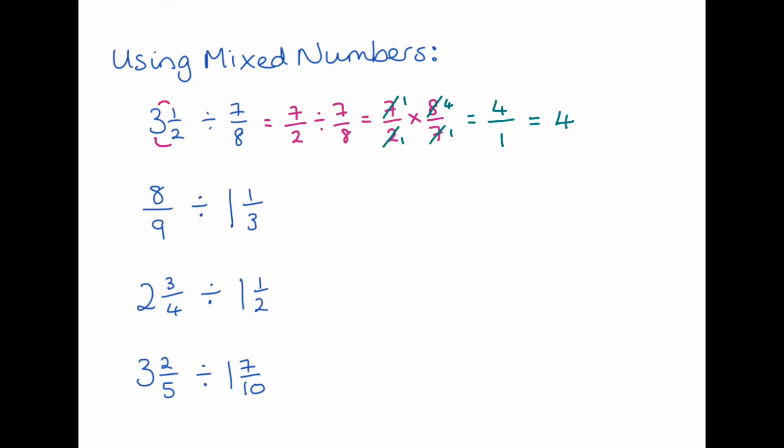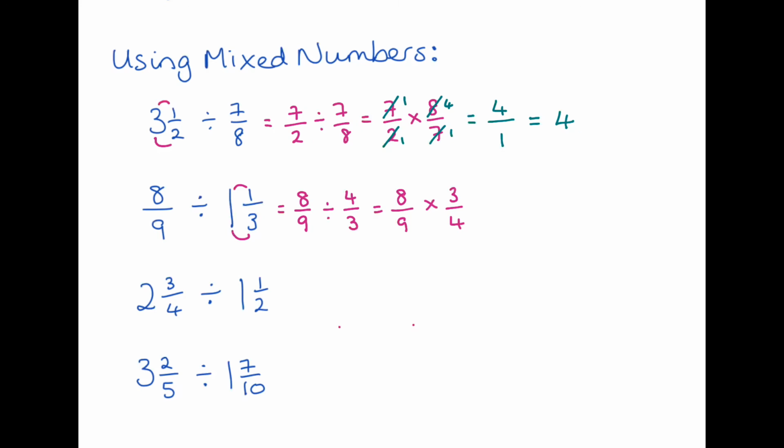Okay, next one. So we're going to have to change the 1 1/3 to an improper fraction. So we'll leave the 8/9, and then we're going to divide by 1 1/3. So we're dividing by 4/3, because remember, it's that times that, add that. Okay, so 8/9 divided by 4/3 means 8/9 times 3/4.